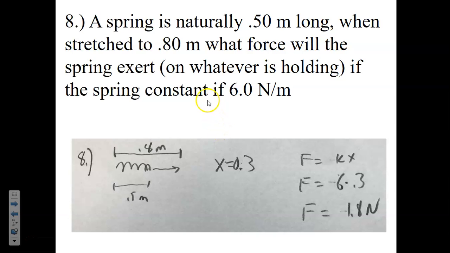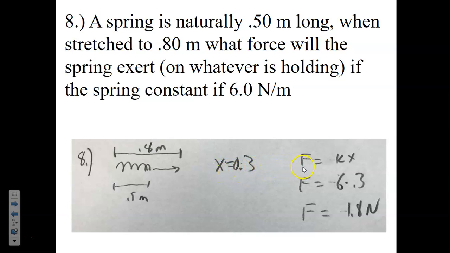So here's a basic problem. A spring is naturally 0.5 meters long. When stretched to 0.8 meters, what force will the spring exert if the spring constant is 6 newtons per meter? Well, the original length of the spring is 0.5 meters. It's stretched to a total length of 0.8, which means that the distance stretched, or the displacement in this case, is equal to 0.3 meters.